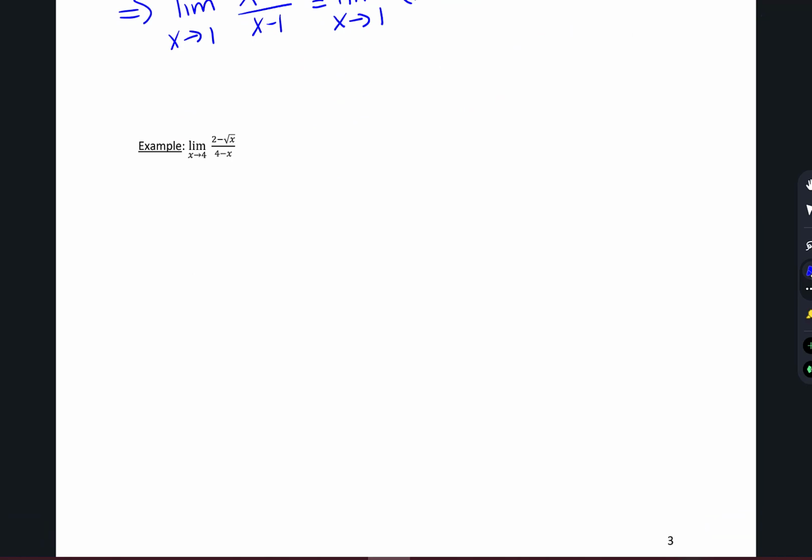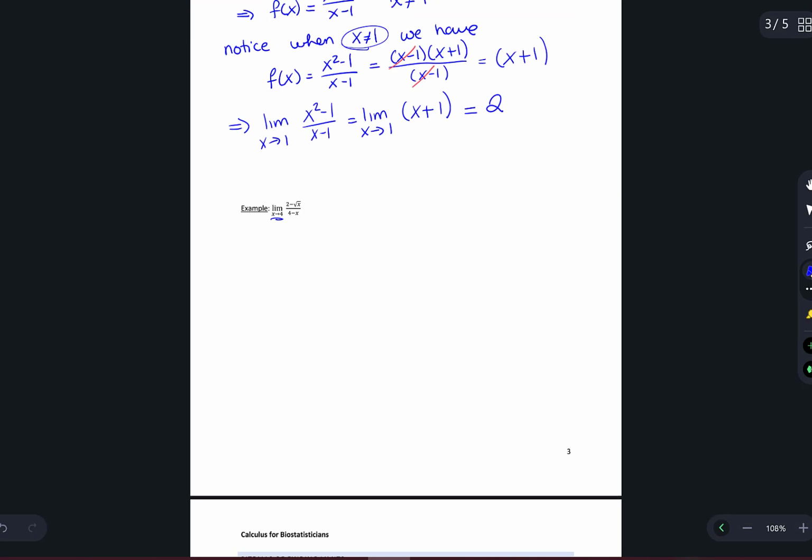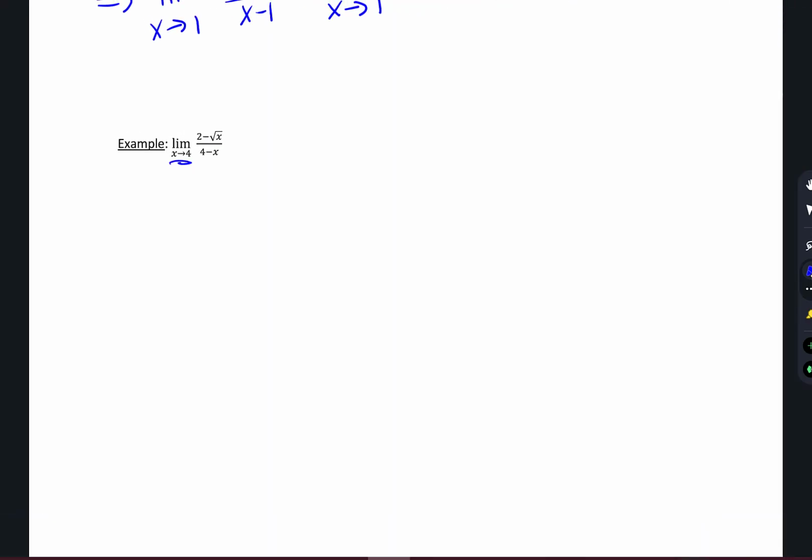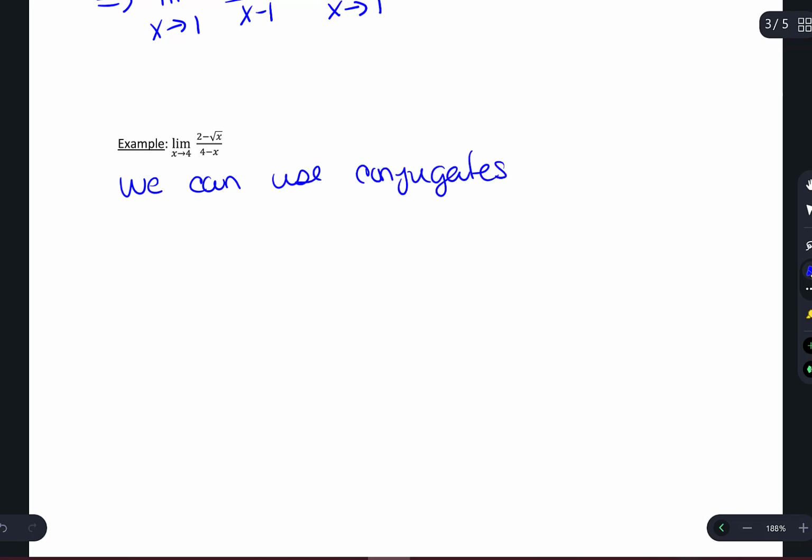So here's another example. In this case, we're interested in the limit as x approaches 4. But again, notice if we evaluate it at 4, the denominator would be equal to 0, and we can't have 0 in the denominator. So this is a case where we can use conjugates to help us. And these are often useful when you see a square root in the fraction. So let's look at how we can use this to help.